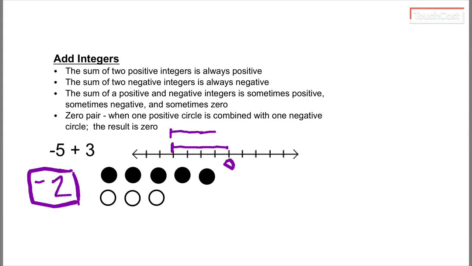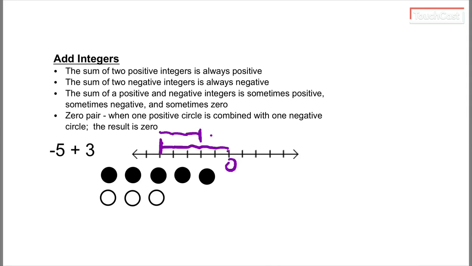Oh, I made a mistake there. If 0 is here, that's 1, 2, 3, 4, 5. Okay, and then we're going to go back 3 spaces. 1, 2, 3. We wind up there. On that number line, that is -2. That is the result. And like I said before, the solution to the problem is -2.